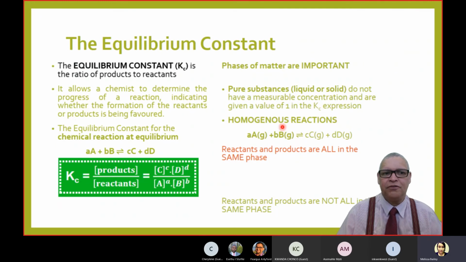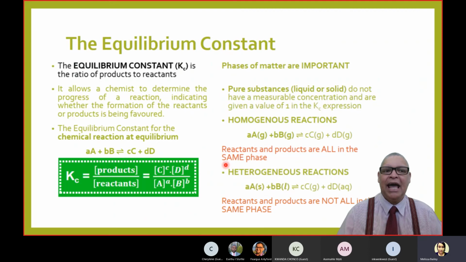Homogeneous reactions. You may remember this term from grade 10. A homogeneous reaction is a reaction in which every compound exists in the same phase. So notice there's gas, gas, gas, gas. These are all in the gaseous phase. We call them homogeneous reactions, right? These will certainly qualify for the Kc expression.